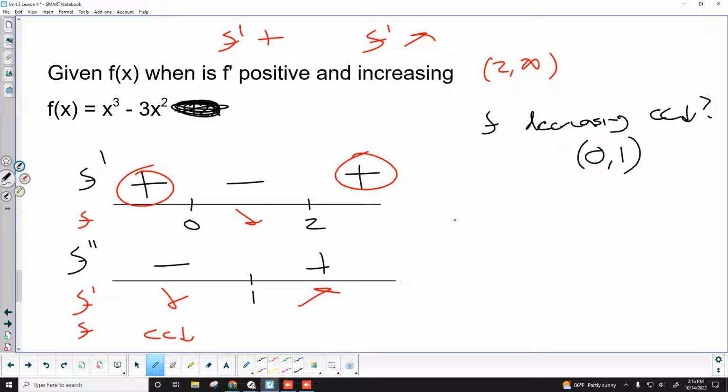When is F decreasing at a decreasing rate?